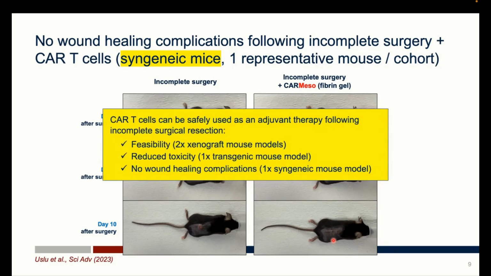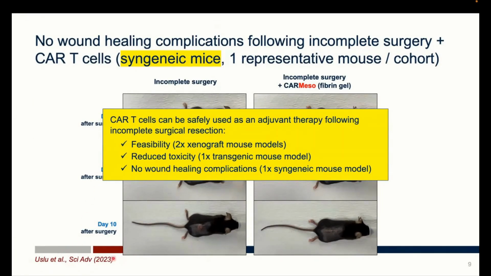And in summary, we could basically show that CAR T cells can be safely used as an adjuvant therapy following incomplete surgical resection. So we showed the feasibility in 2 xenograft animal models, which I showed you in the previous slide. We could show in syngeneic mice that there were no wound healing complications. And we also showed that the local application of the CAR T cells resulted in reduced toxicity when compared to IV-infused CAR T cells. So we tested this in a transgenic cytotoxicity mouse model, which I couldn't show today because of time reasons. But the paper is published.